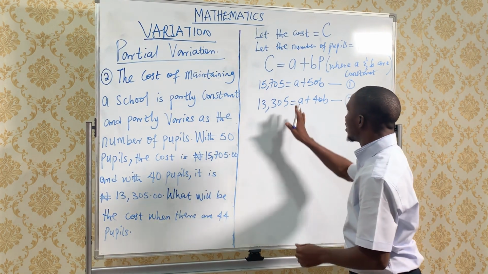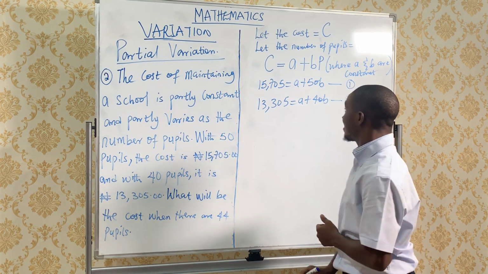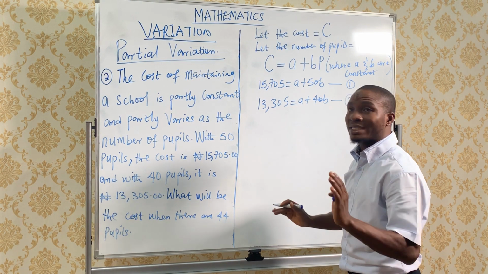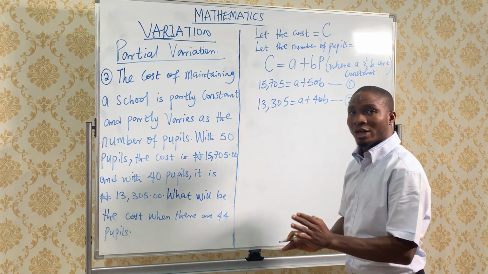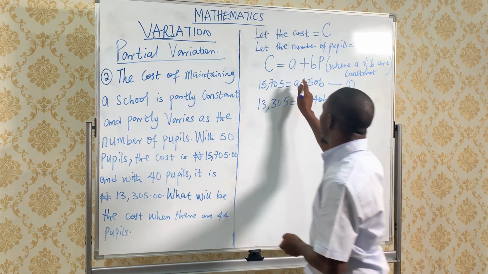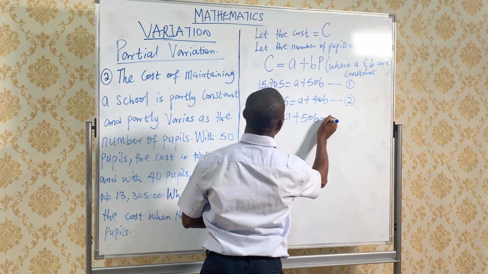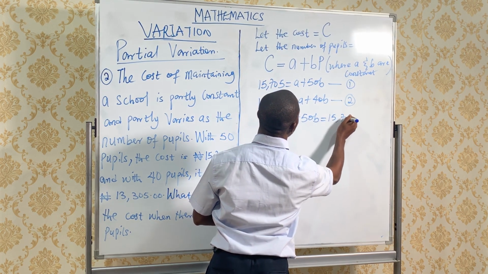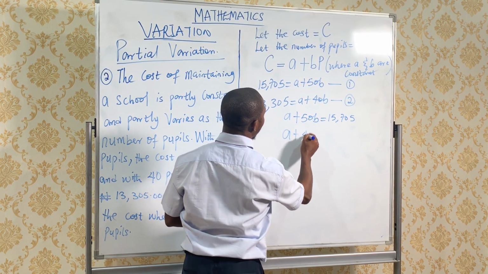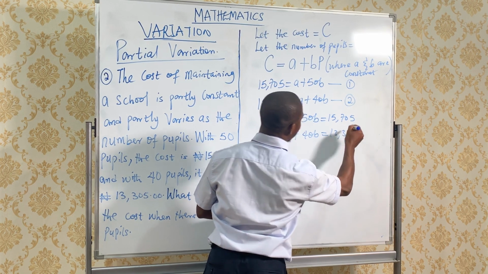So this requires solving the equations simultaneously again, just as we did in our previous class. Find the constants A and B, then get the equation connecting the cost and number of pupils, then you can make your calculation. Now, equation 1 is A plus 50B equals 15,705, while equation 2 is A plus 40B equals 13,305.